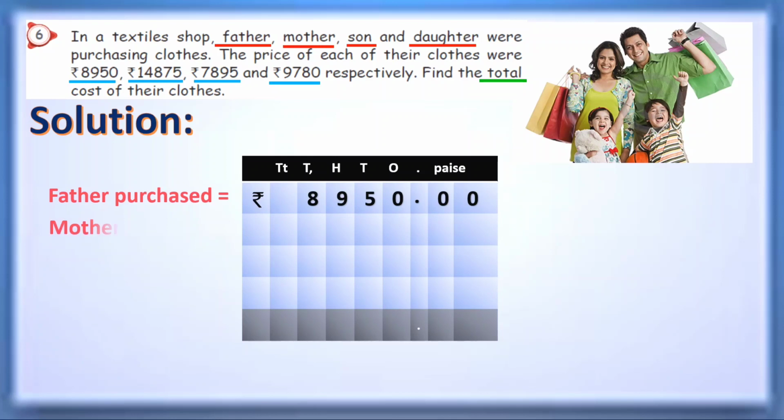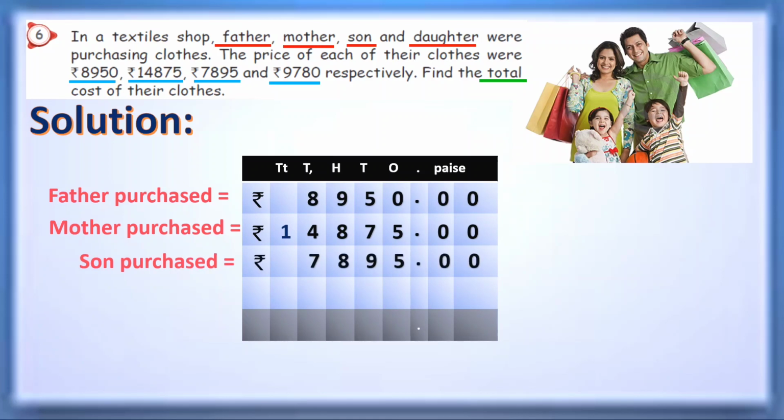Father this amount. Then mother purchased 14,875 rupees. Then son purchased 7,895. So write in an exact place, ma. That will be very, very helpful for you. Otherwise, whatever you have done, the answer will be wrong. So mention in a proper place value.